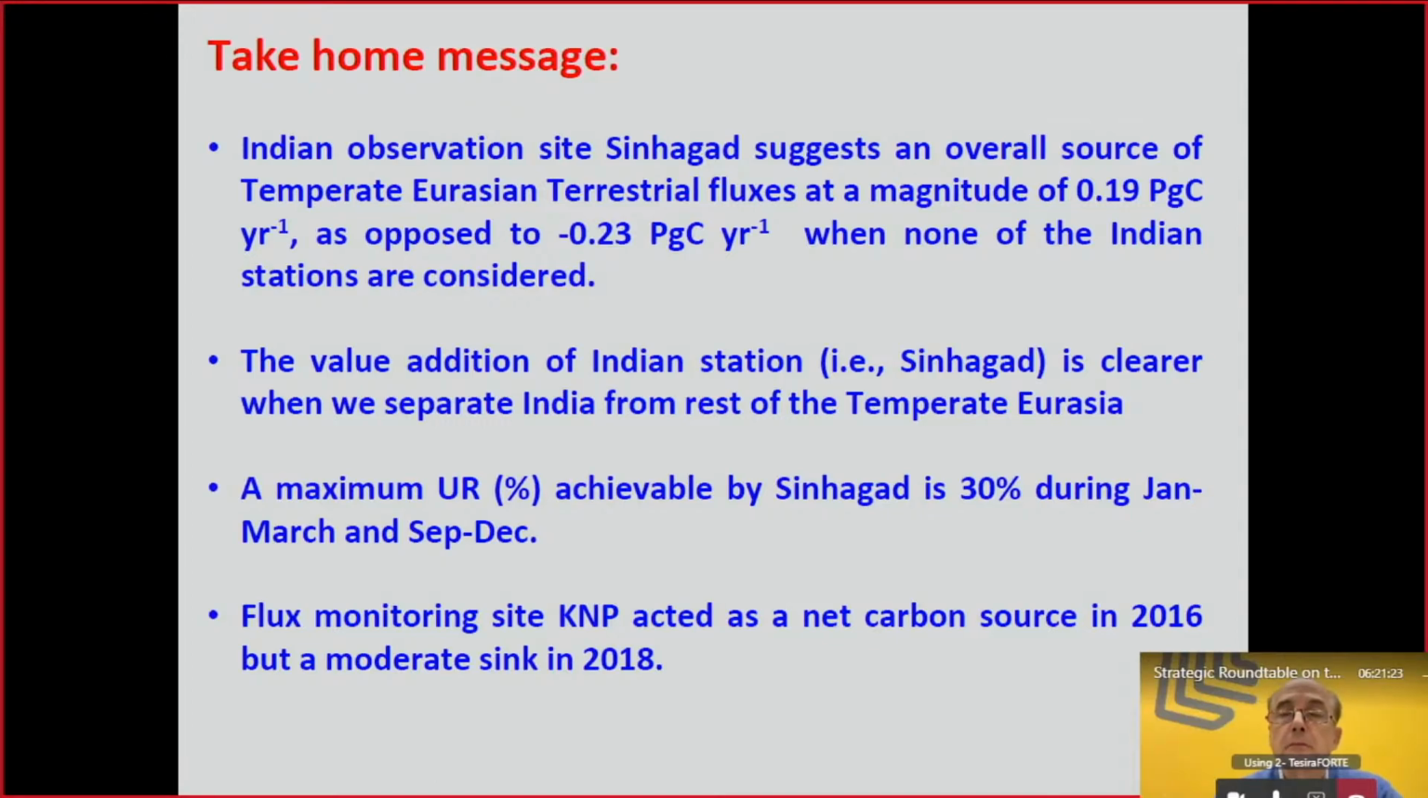And also, last point, the flux monitoring site at Kaziranga National Park acted as a net source in 2016, but a moderate sink in 2018. So our ecosystem is not acting as a sink every time, because so many things play a role. There are grasses, there are soils, and many others. So we found that it was a source, but a moderate sink in 2018.